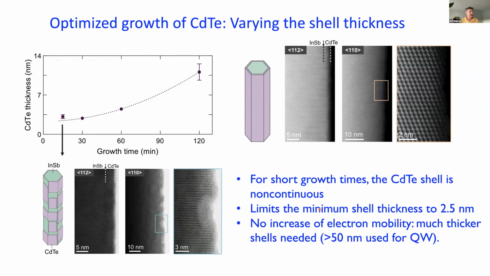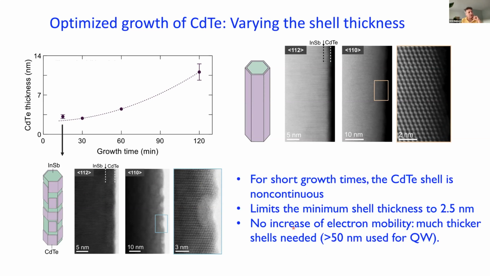This also means that it's difficult to just grow very thin layers, because it starts with these islands and it's not a uniform layer. So just by growth, we cannot make very thin layers. I'll come back to this later.